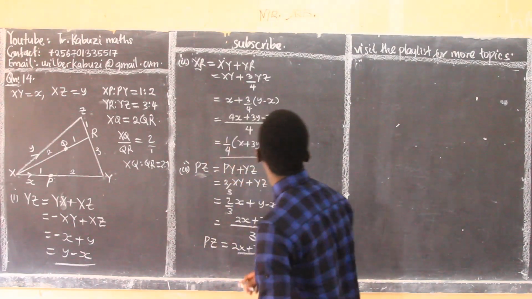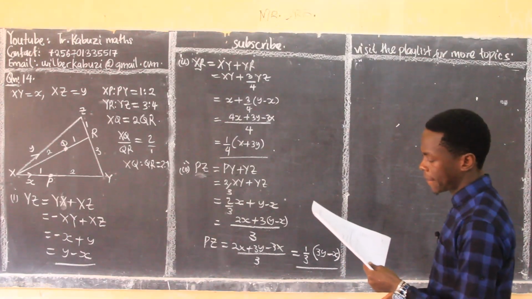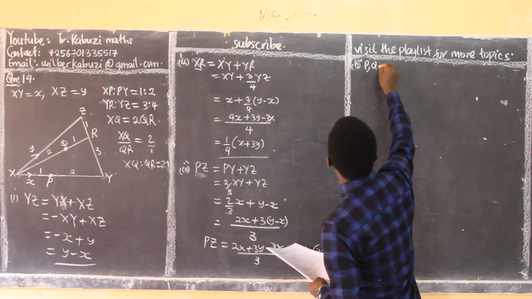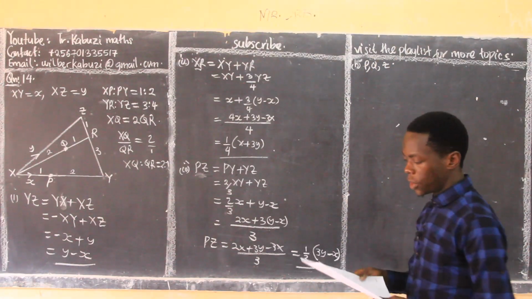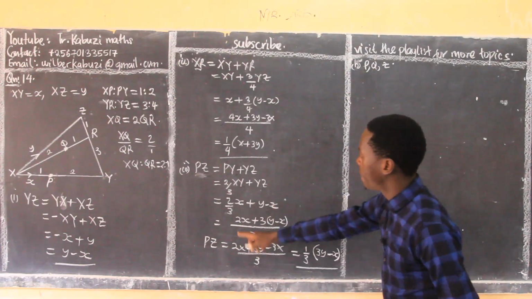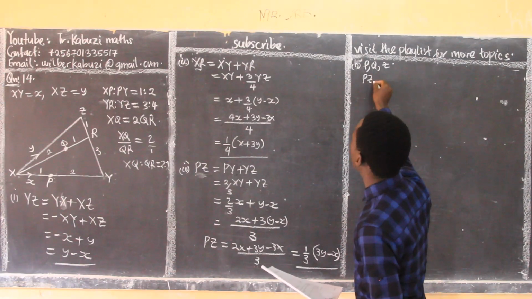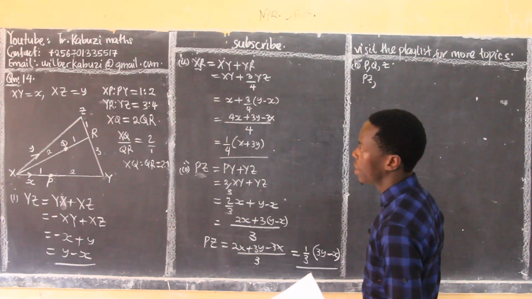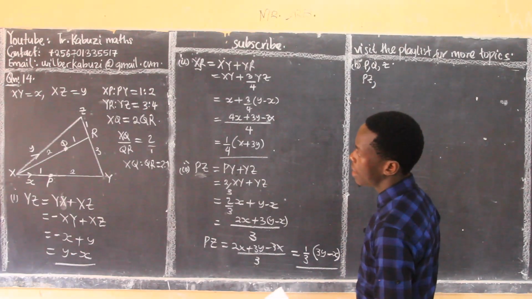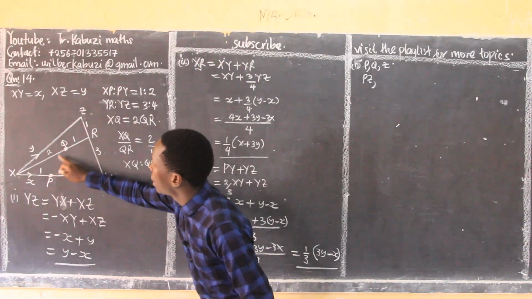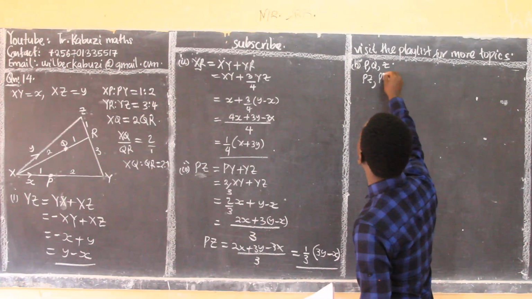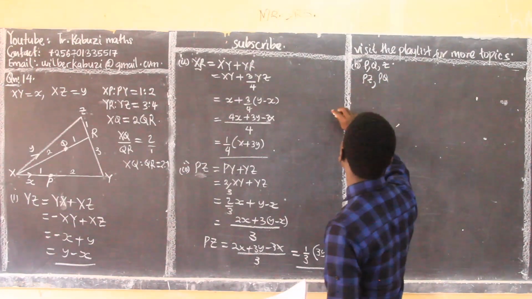Then when we come to part B, show that P, Q and Z are collinear. So what you do, you have to just get any two segments. I have PZ already, and for the easier one, I can get either PQ or QZ. I think I can get PZ and PQ. So PZ I have already, so I get now PQ.